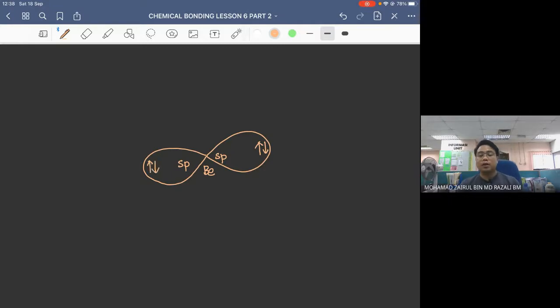Okay, since dia akan overlap dengan hydrogen, dan hydrogen adalah dia punya valence dia adalah 1s orbital, so dia punya shape adalah spherical. So spherical bentuk dia adalah bulat macam ni. Okay, and then awak labelkan ni sebagai 1s sebab valence dia adalah 1s, dan awak labelkan ni sebagai hydrogen. Okay, don't forget to label the sigma bond. Okay, so ini adalah hybrid untuk beryllium hydride. So this is the orbital overlapping diagram for the beryllium hydride.